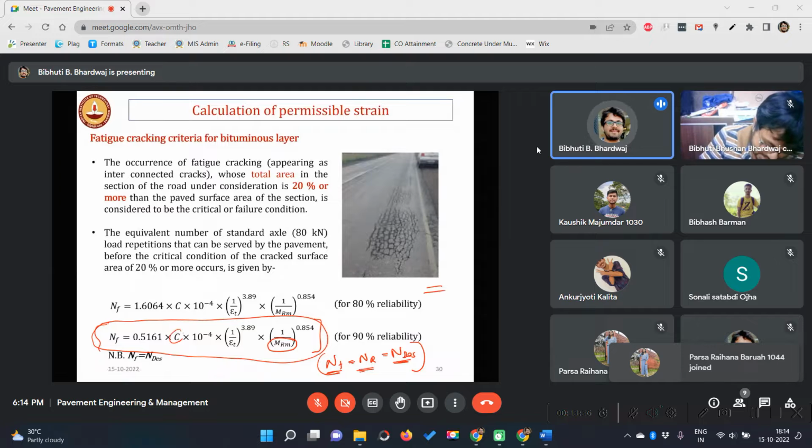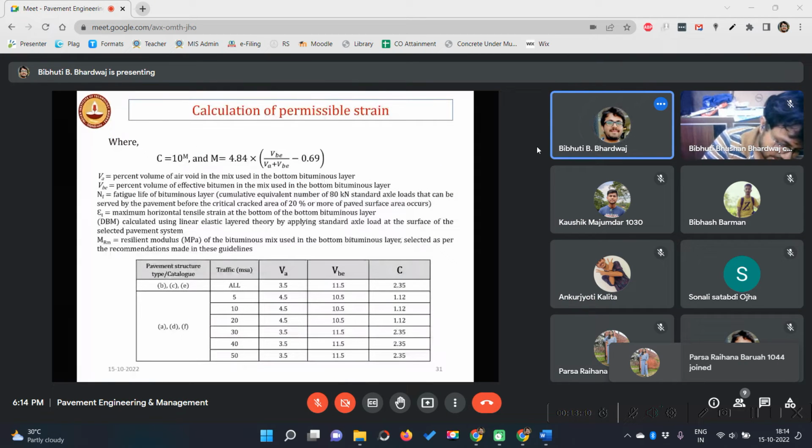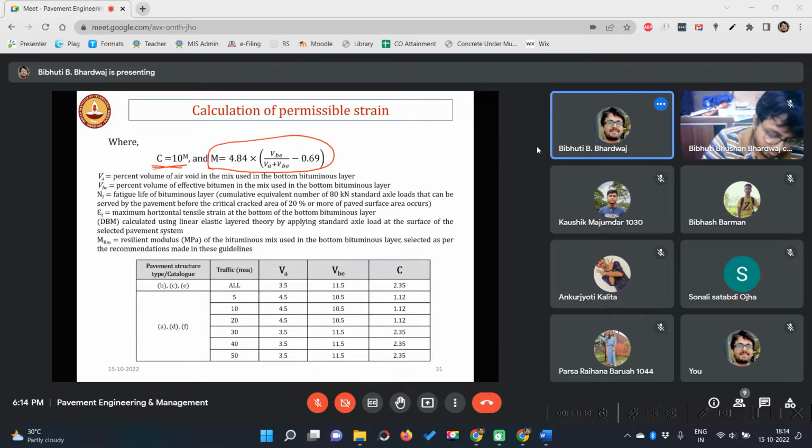And also you need this C. So what is C? For C, this is the formula. C is equal to 10 to the power n. You can write that down. And n is this one.